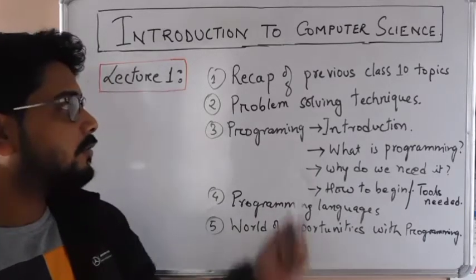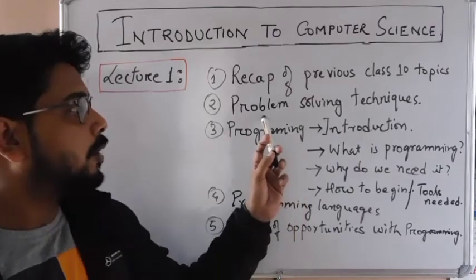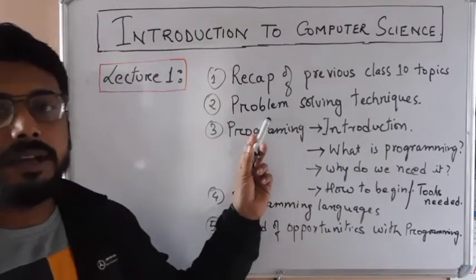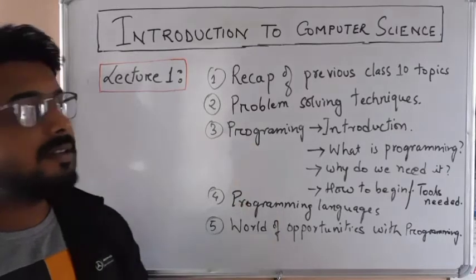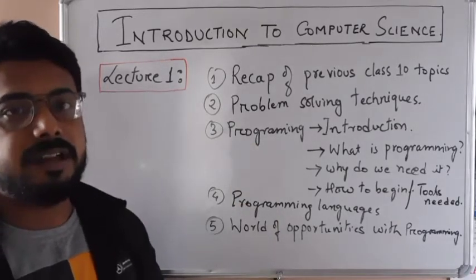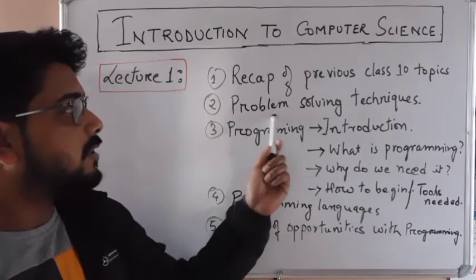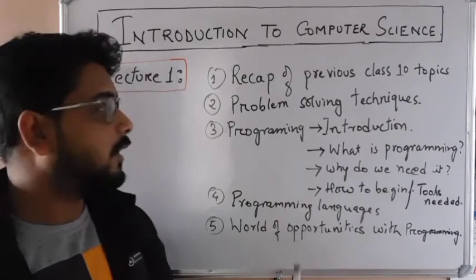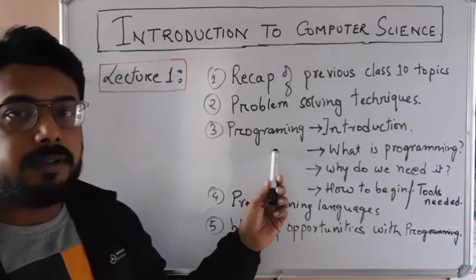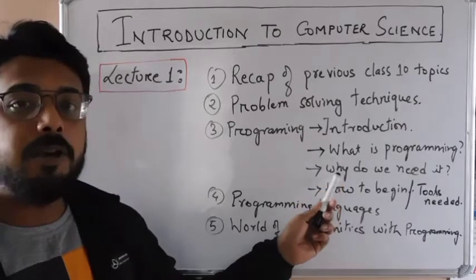Okay. So first of all, before beginning to learn what is programming, we shall know about problem solving techniques. As you know, computer science works on algorithms. We shall be knowing what is an algorithm in the later classes as we move ahead. So we shall be learning at first what problem solving techniques are, and in programming, we shall be doing a bit of introduction. What is programming? Why do we need programming?